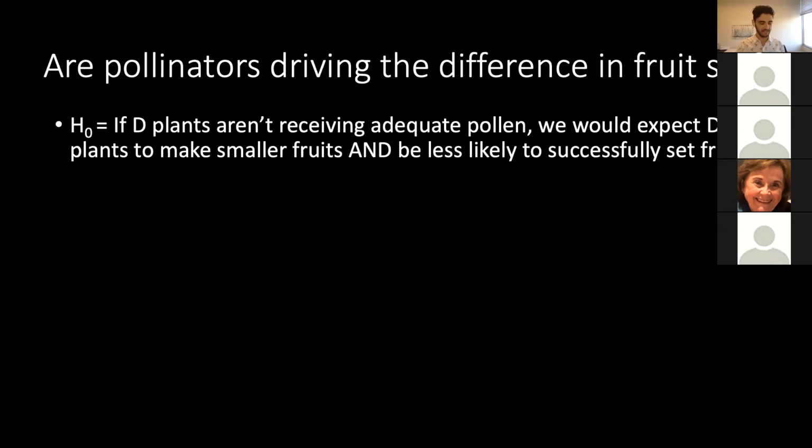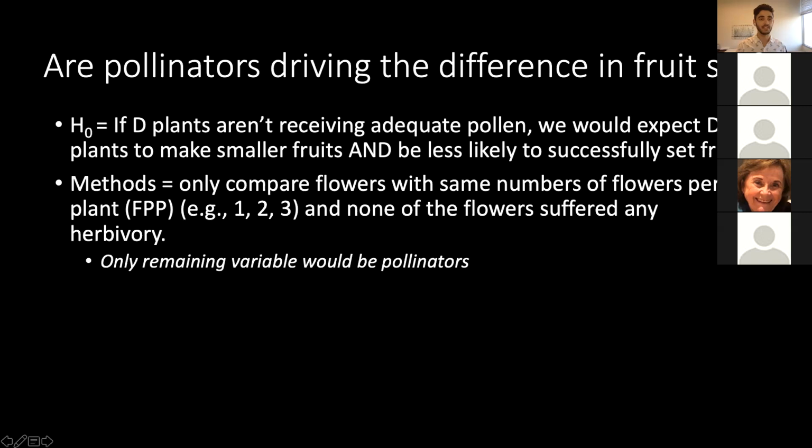Excuse me, less likely to set fruit. The way that we did this was we compared only flowers that made the same number of flowers per plant. So one flowered wild types to one flowered Dahlias, 2 to 2, 3 to 3. And then we also made sure that none of the flowers on the plant had any forms of herbivory or any types of disturbances. The idea being the only remaining variable that could affect fruit set would be pollinator visitation.